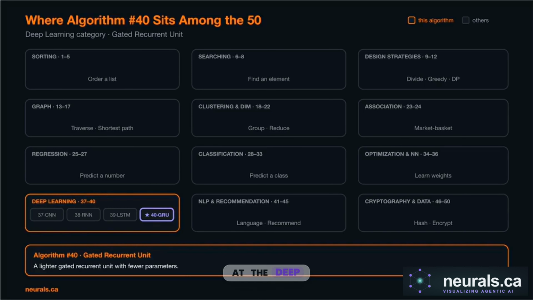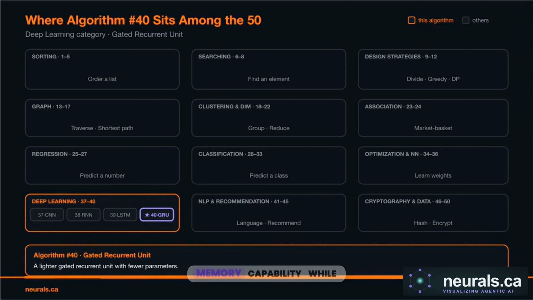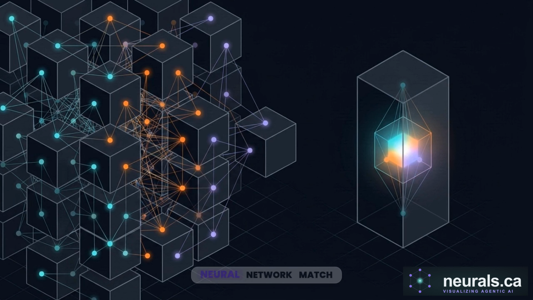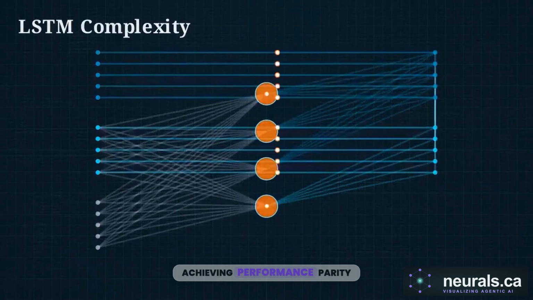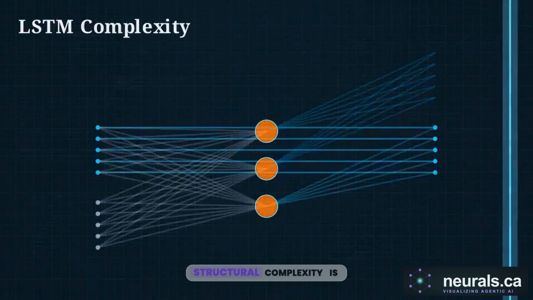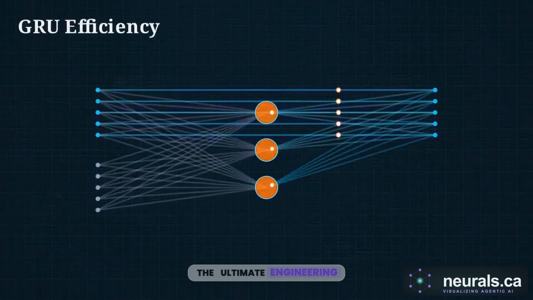Looking at the deep learning tier of our algorithm grid, we find number 40, the Gated Recurrent Unit. Built as an evolutionary successor, the GRU keeps that powerful memory capability while shedding that heavy computational machinery. How exactly does a neural network match an LSTM using 25% fewer parameters? Achieving performance parity while stripping away structural complexity is the ultimate engineering win.